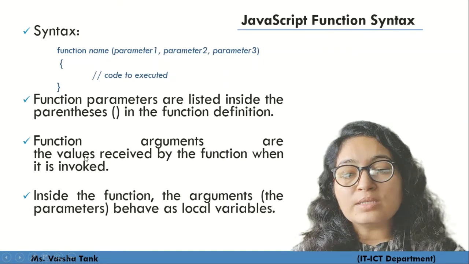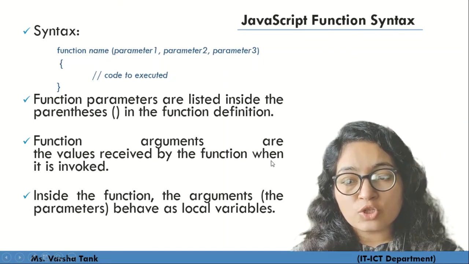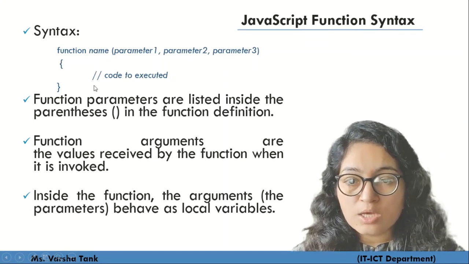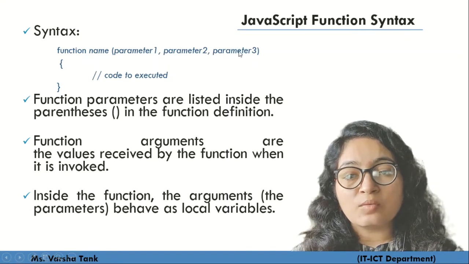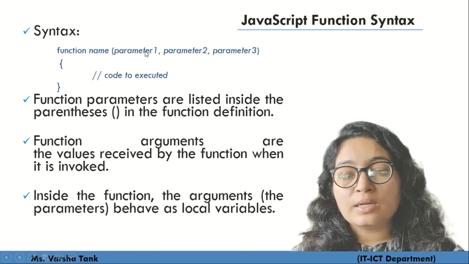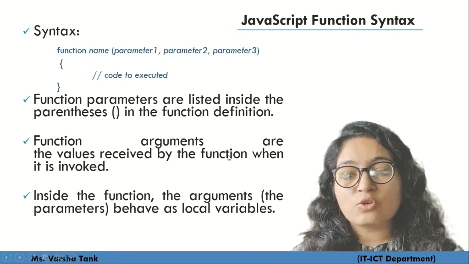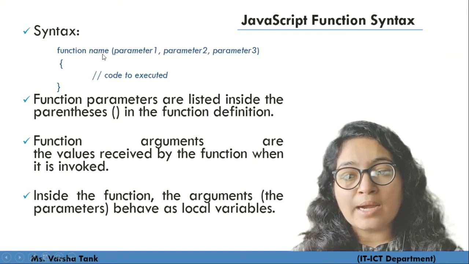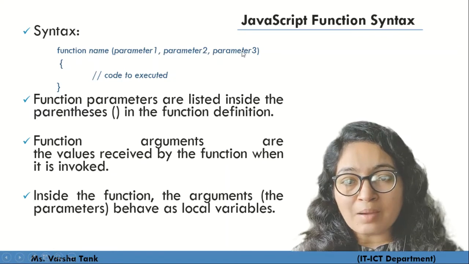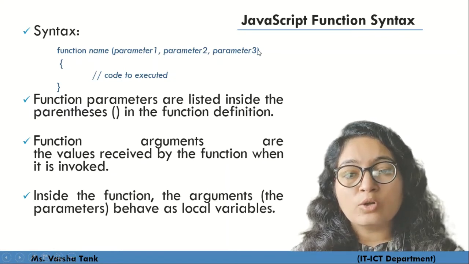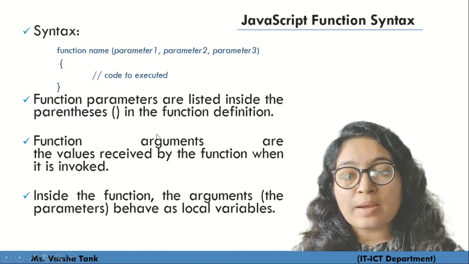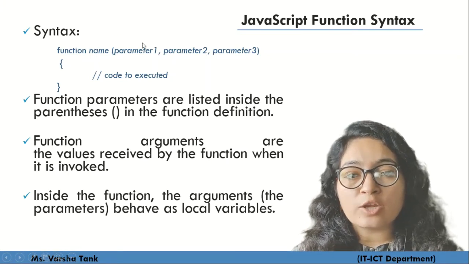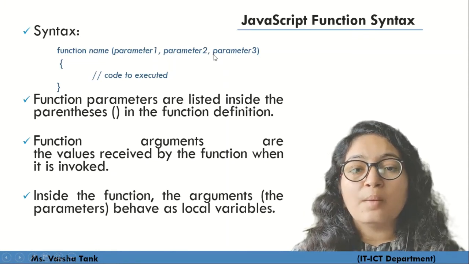Function arguments are the values received by the function when it is invoked. So suppose the function name is add and 1, 2, 3 are the parameters. Then suppose I am calling add with 4, 5, 6. So 4, 5, 6 will be the function arguments that will be passed to these parameters.